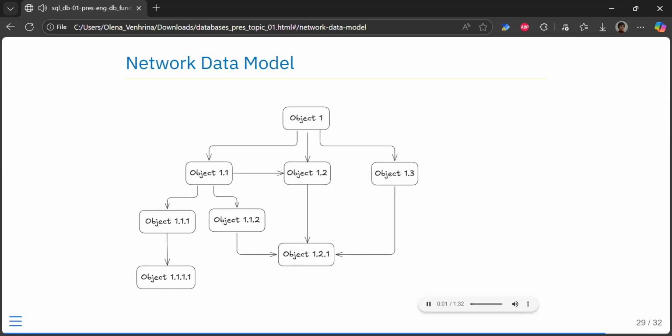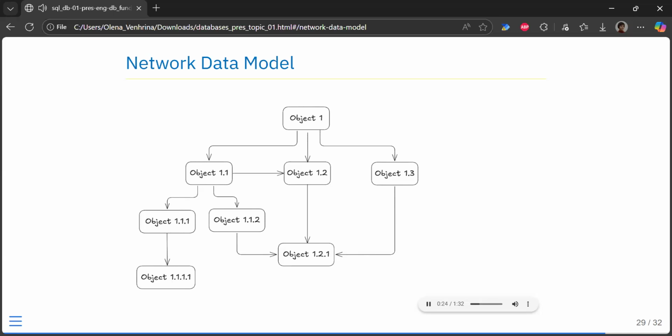So the hierarchical model failed because it couldn't handle many-to-many relationships. In the 1970s, it was replaced by the network model. Its innovation was simple but powerful. It abolished the one-parent rule. As seen in the diagram, in the network model, any child object could have multiple parent objects. And just like that, the many-to-many problem was solved.